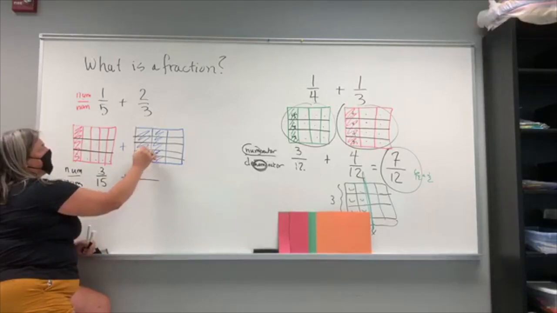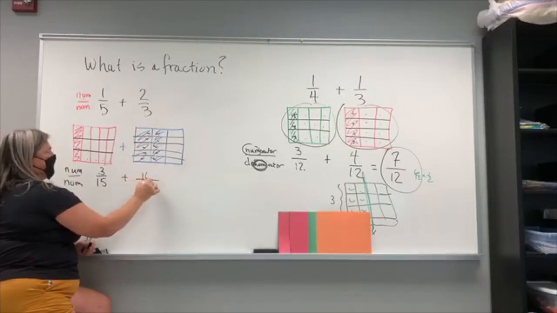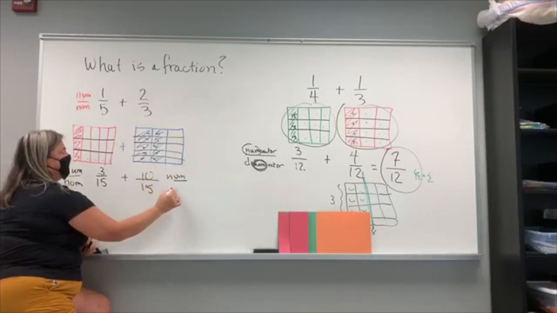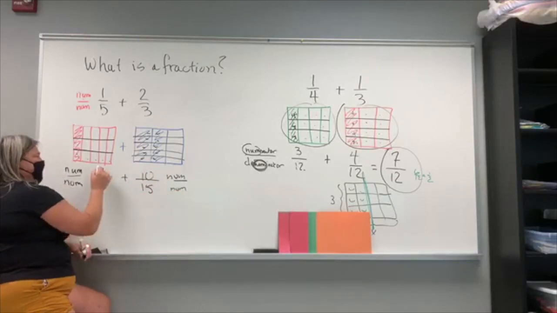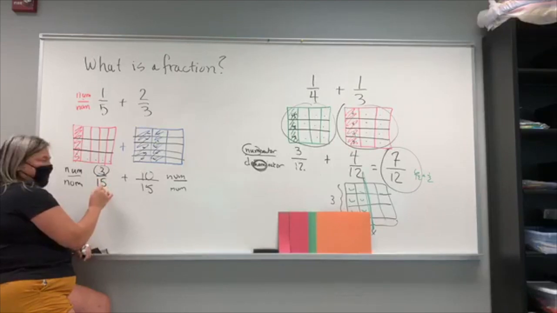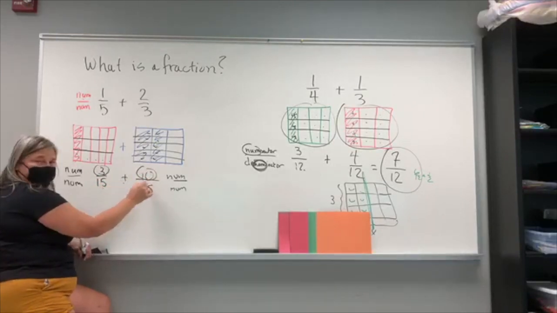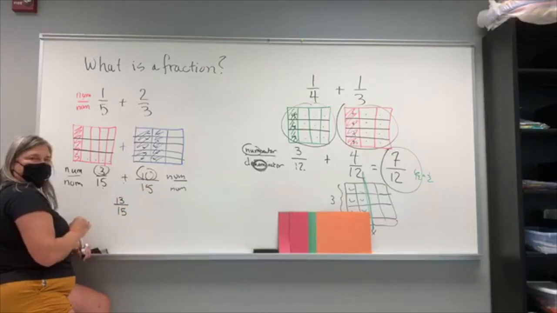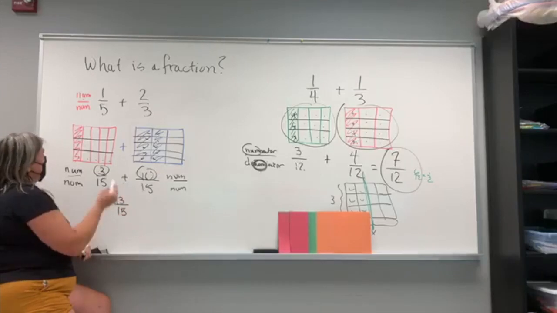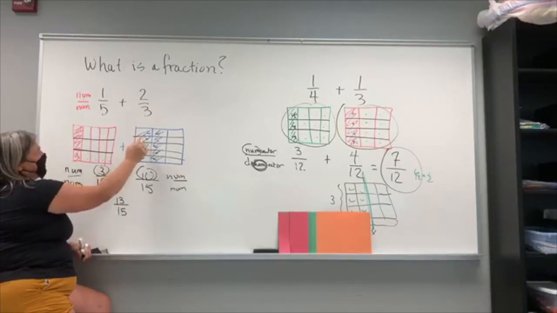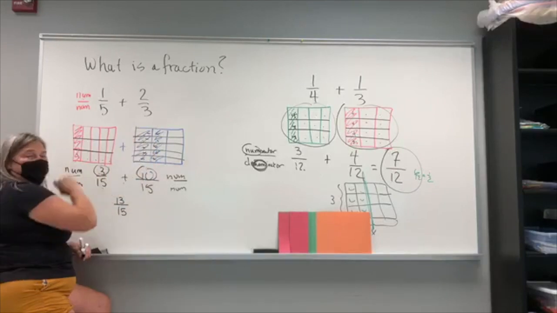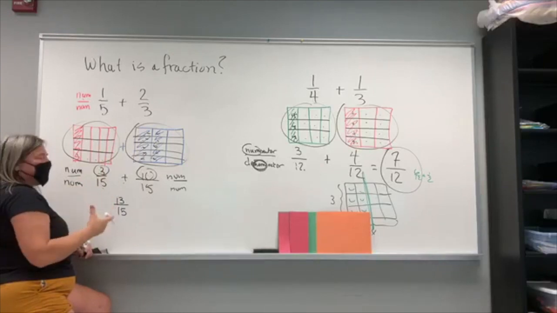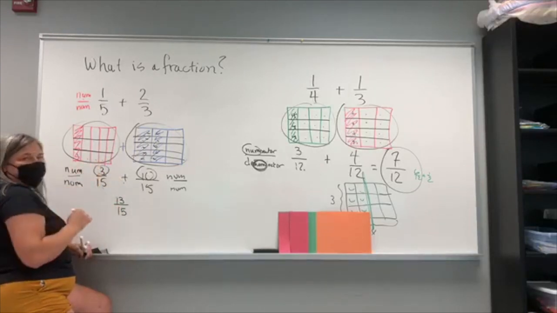So we have 1, 2, 3, 4, 5, 6, 7, 8, 9, 10. And there's 15 altogether. So now we have 3 of these 15 things, and we're adding it to 10 of these 15 things. So that gives us 13 of these 15 things. So let's look at that. We have 1, 2, 3, 4, 5, 6, 7, 8, 9, 10, 11, 12, 13. Yeah, we have that. And a whole. Remember, these are 2 wholes. They're not all the way filled in, but that whole has 15 parts in it.